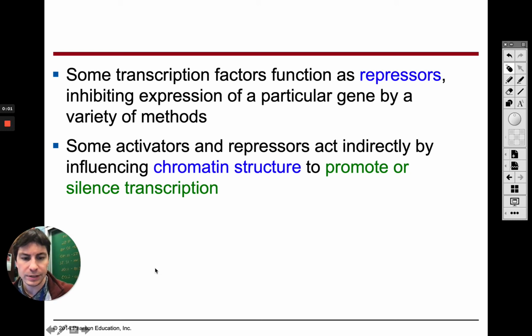Okay guys, so we're going to continue on with gene expression today. We already talked about the chromatin last time, the heterochromatin, the euchromatin. There are some transcription factors that function as repressors. What this means is that we can have some transcription factors that are actually going to influence whether the DNA is going to be heterochromatin or euchromatin.